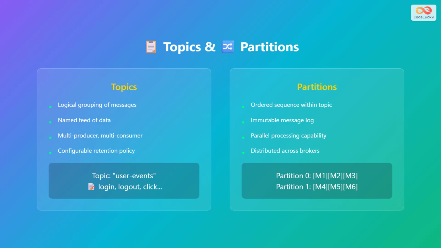For example, a topic named user events might contain messages related to logins, logouts, and clicks. These messages are then divided into partitions, such as partition 0 containing messages M1, M2, and M3, and partition 1 containing messages M4, M5, and M6.